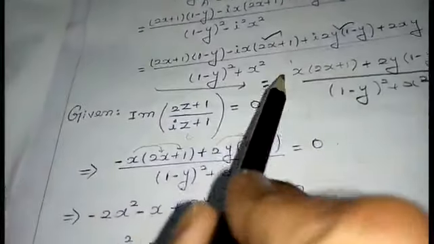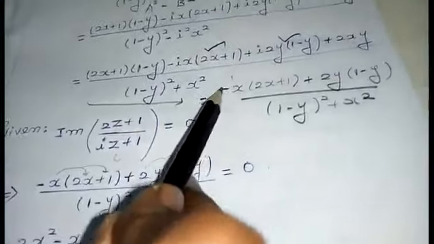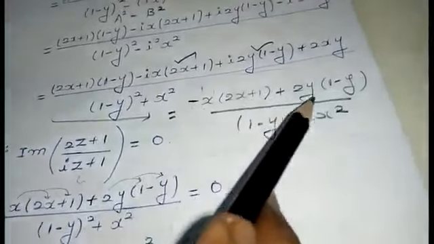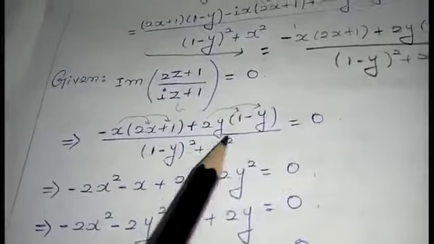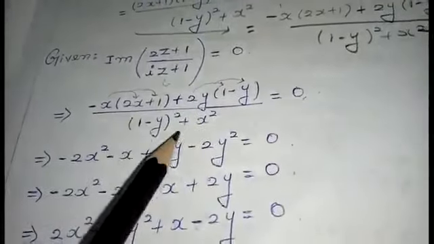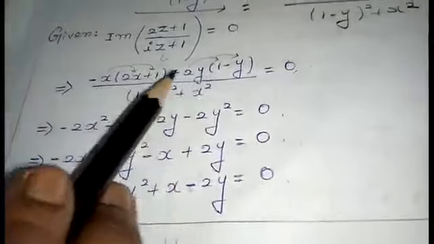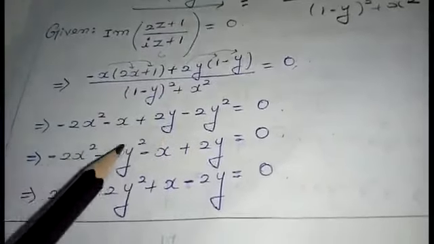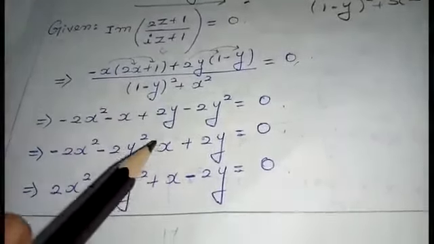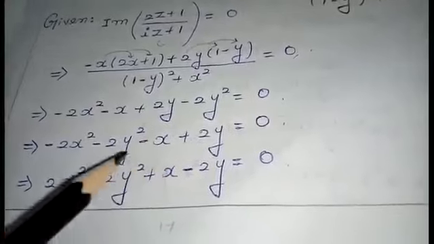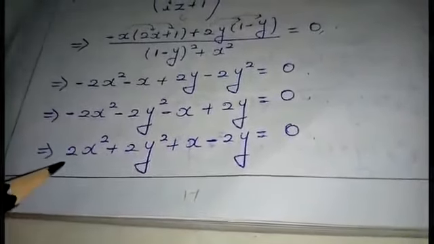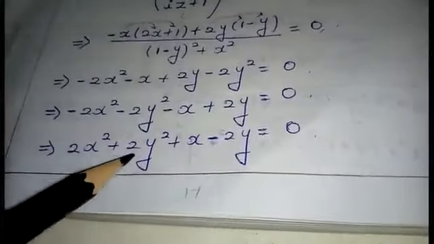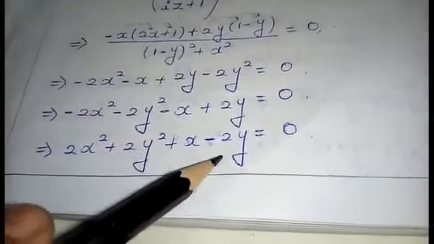That is, if you see here, minus x, 2x plus 1. Just see the simplification. I am taking only the imaginary part. Cross multiply the term. Denominator term will be vanished. If you see, you will be having only the numerator part. You are going to do the simplification, and after doing all the simplification, what answer is required in your question, you will get that particular answer. That is 2x square plus 2y square plus x minus 2y equal to 0.